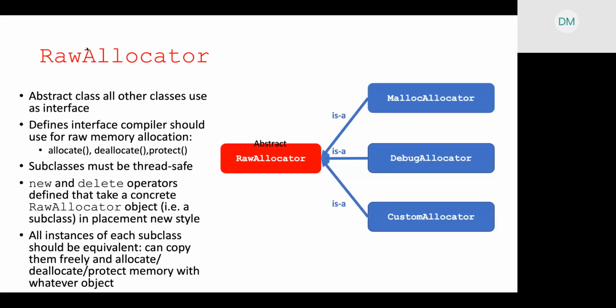Now, it doesn't mean that you should be able to allocate with one object of one subclass and be able to free with an object of another subclass. It means within that subclass, you should be able to use different instances of the object. So the next few slides, I'll go through the various subclasses that are going to be defined.